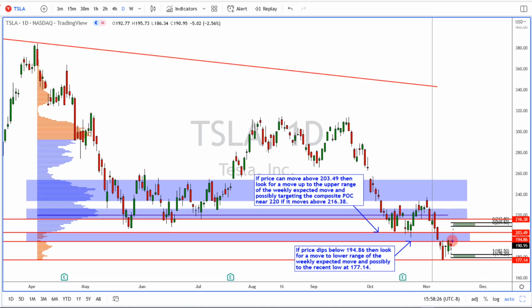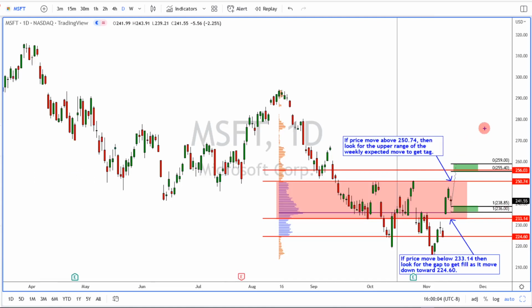Now, if the price continues to pull back, if it stays below this 194.86, look for it to pull into this lower range of the expected move between 182.50 and 179.20. Then watch this recent low here at 177.14.